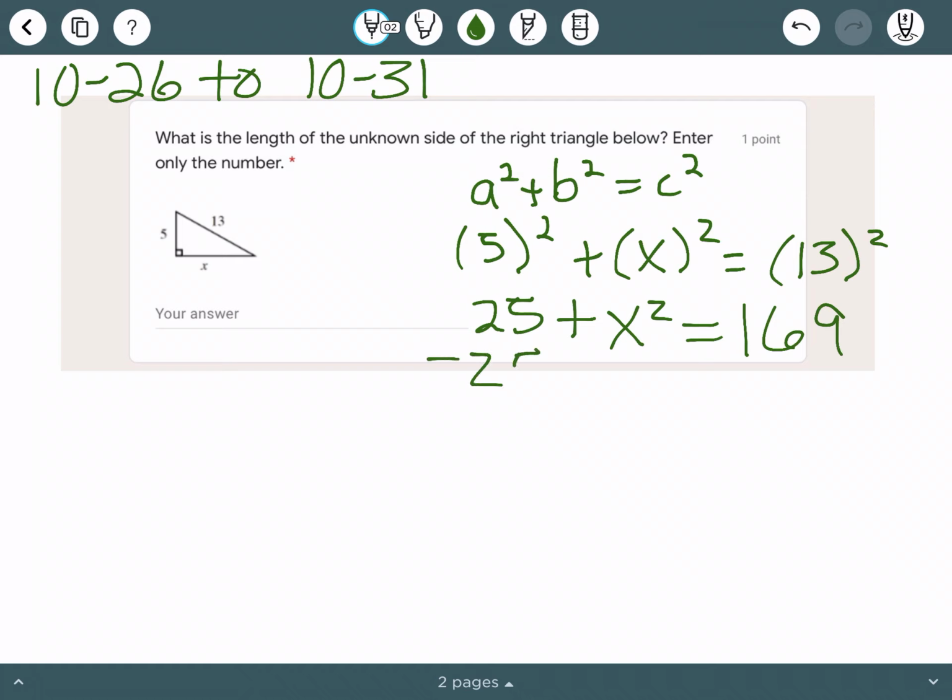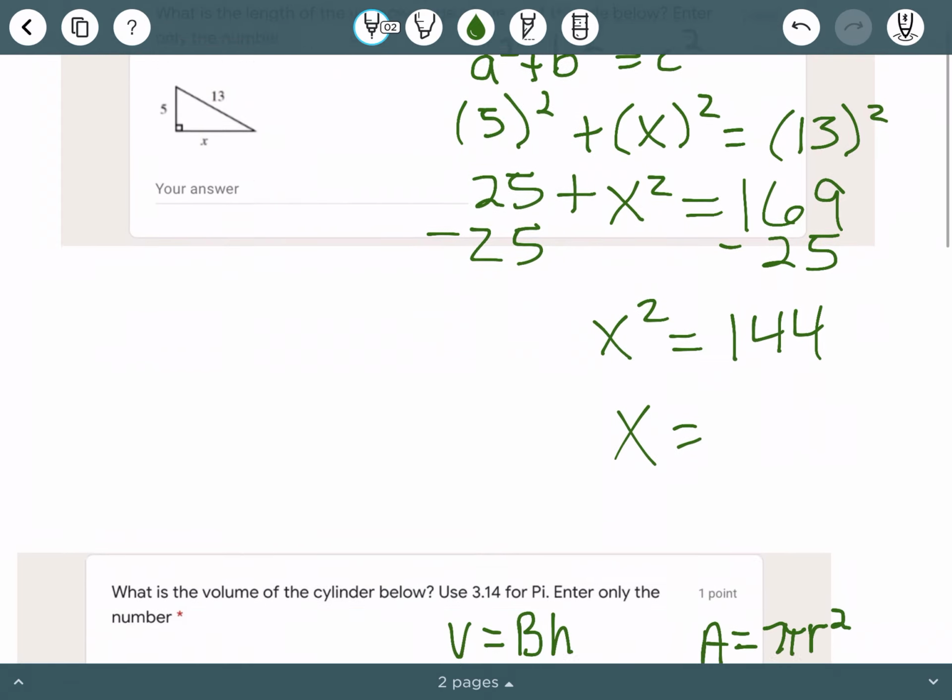We'll subtract 25 from each side. So we're left with x squared equals 169 minus 25, which is 144. Now keep in mind, 144 is not the length of this side, because it can't be longer than the hypotenuse, but it's the length of that side squared. So there's something we need to do to get x by itself.